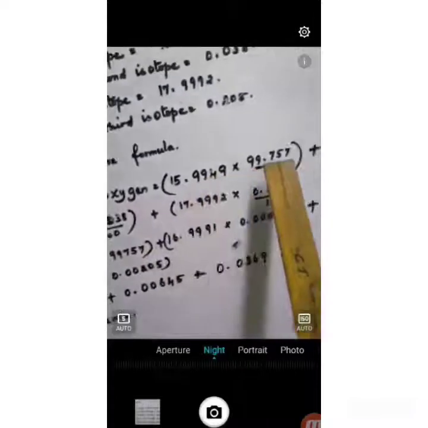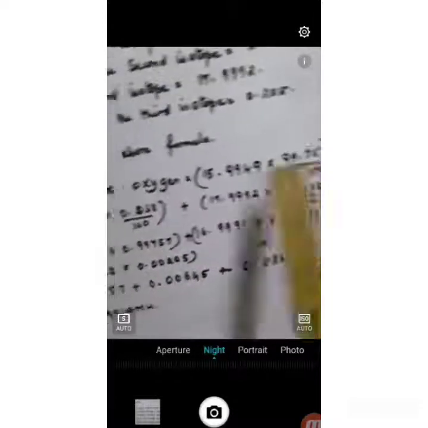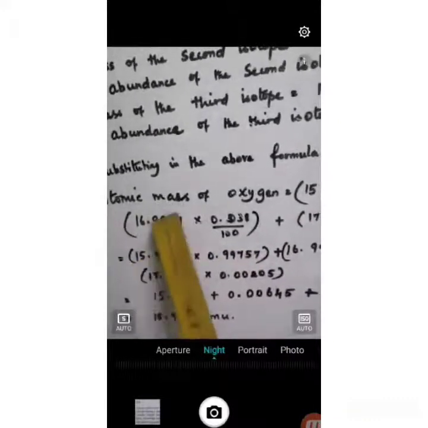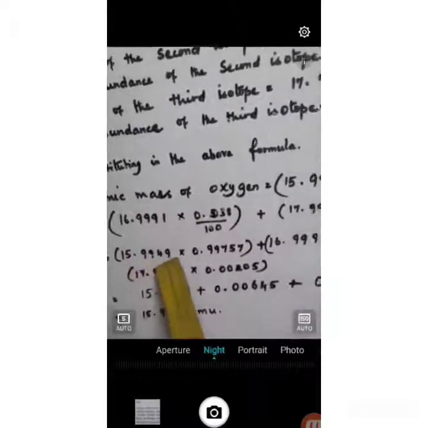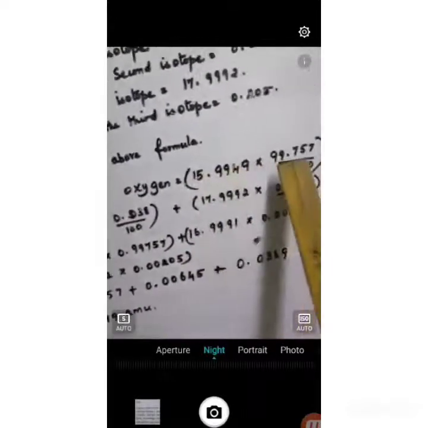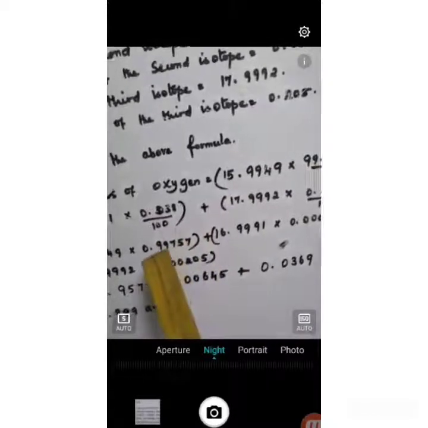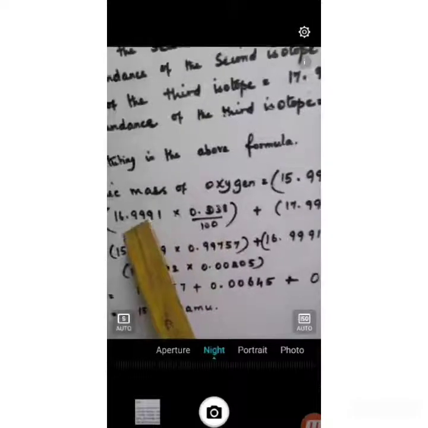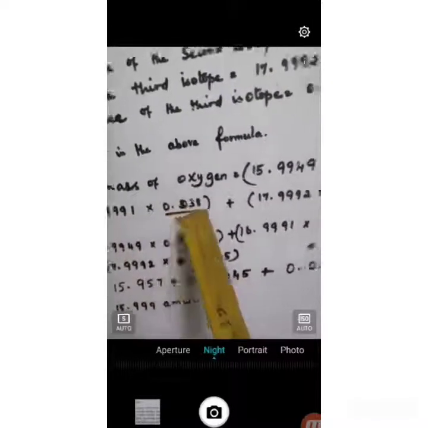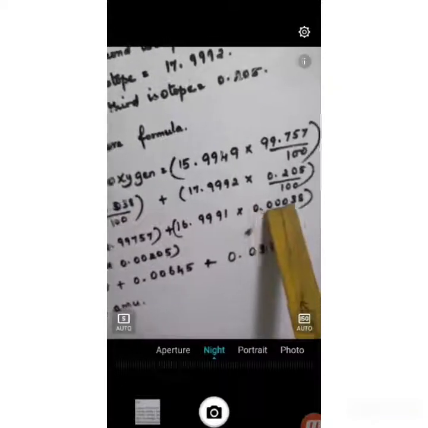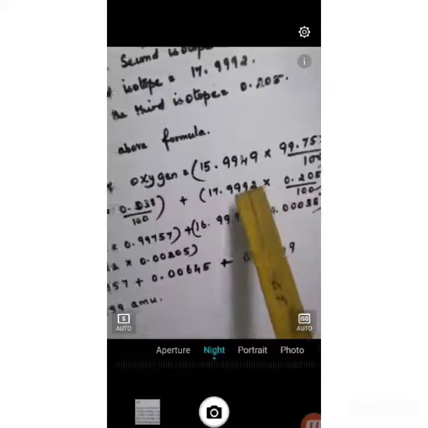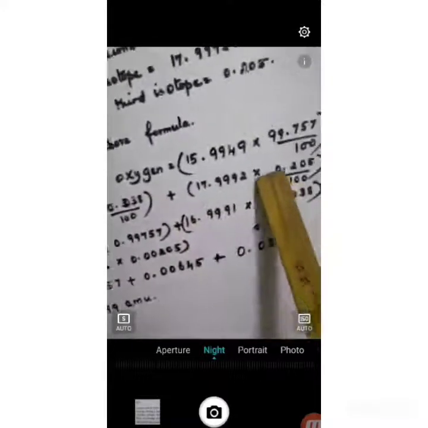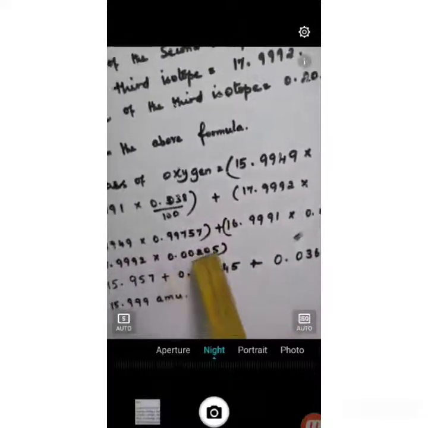See, when we divide this 99.757 by 100, we are getting 0.99757. So 15.9949 into this, when I have divided, I have got 0.99757, plus 16.9991 into, when you divide this, I will be getting 0.00038. Just like that, the third data, 17.9992 into, dividing this, I am getting 0.00205.